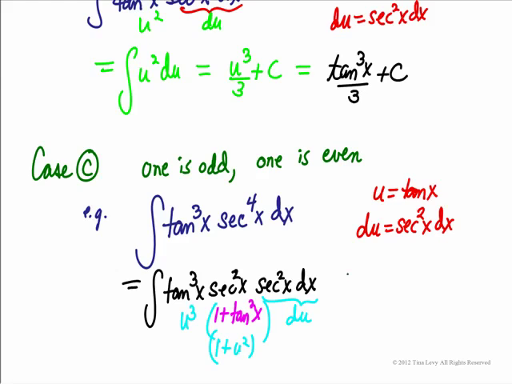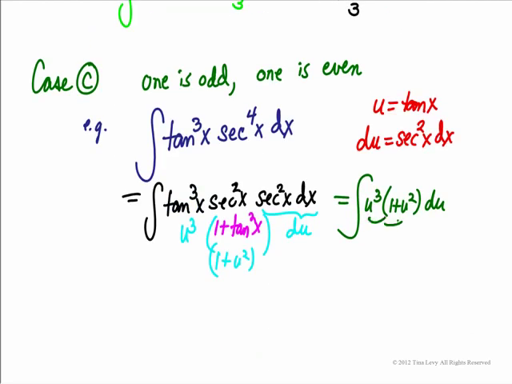This becomes u cubed times 1 plus u squared, and then we've got du. We just distribute the u cubed through, and this becomes the integral of u cubed plus u to the 5th du. And now a very straightforward antiderivative, u to the 4th over 4 plus u to the 6th over 6 plus a constant.